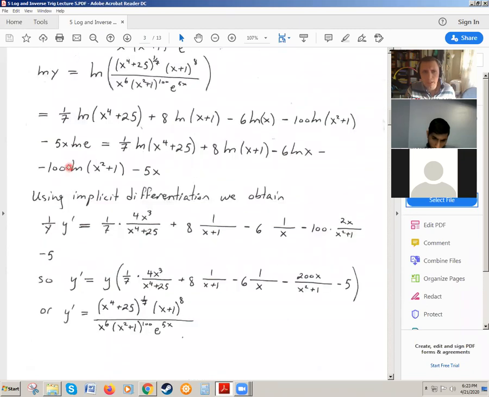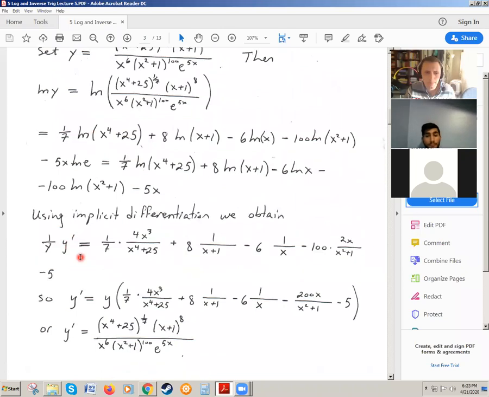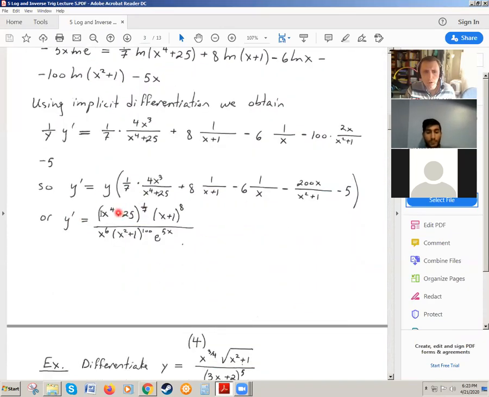If I differentiate the left-hand side, notice it's ln of y. The derivative of that is always 1 divided by y times y prime. And y prime is what I truly seek to find, right? Y, this is my original function. I want to find what's y prime. So all I do next is I multiply everything by y. So I have that y prime is equal to y multiplied by what we just calculated.